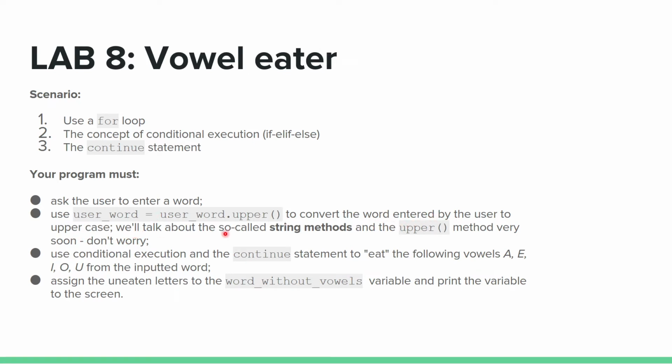Definitely we'll still talk about this string method called upper. What this does is convert any small letter words you type in and save inside user word to uppercase. So we are to use conditional execution and the continue statement to eat the following vowels: A, E, I, O, U from the word. Then assign the uneaten letters to the word without vowels variable and print the variable to the screen at the end of it all.